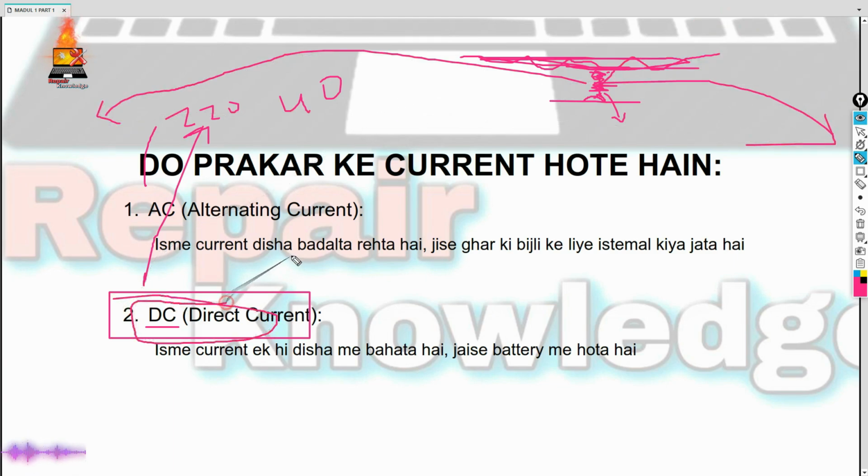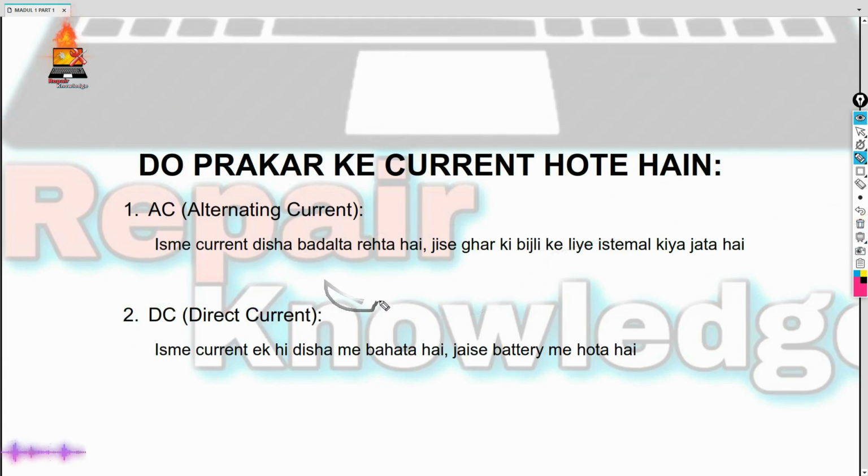It is fine for animals, friends. This is our DC current. So there is nothing to panic about, because when we work on laptops, it only goes up to a maximum of 20 to 25 volts.